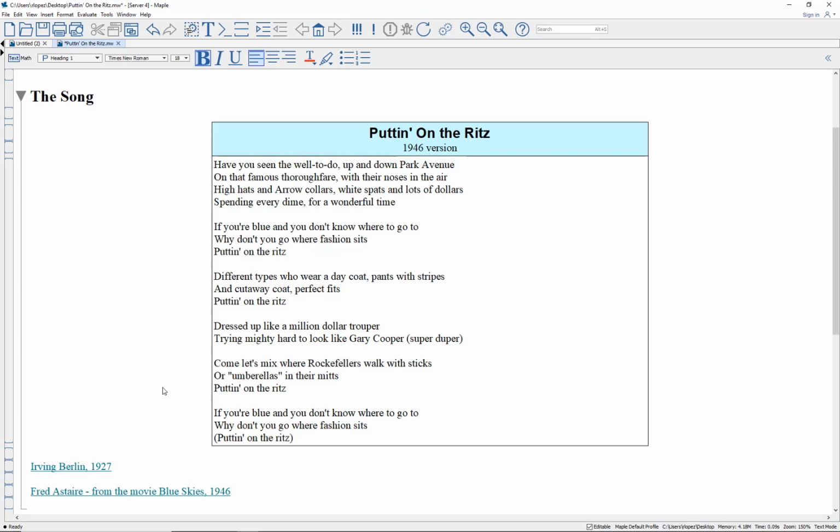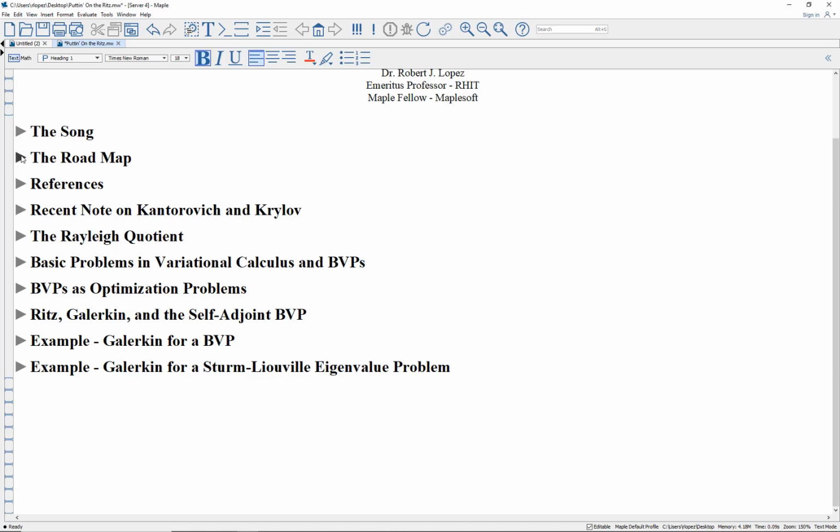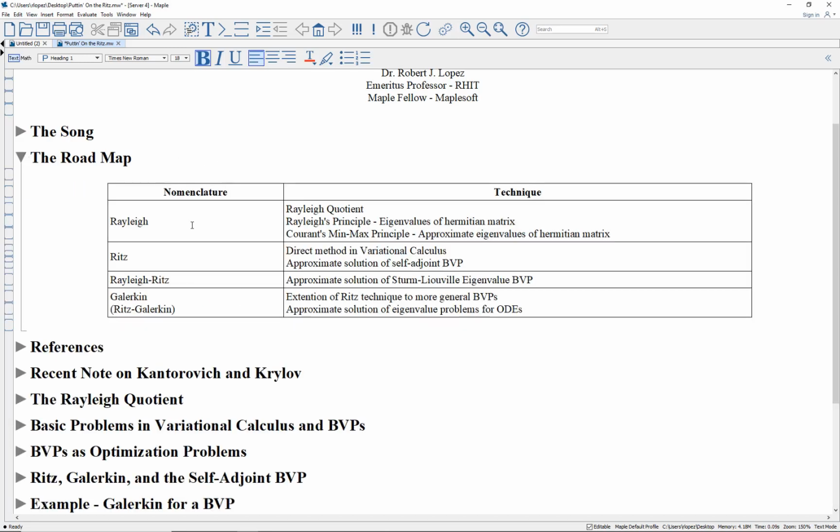Just amazing. Let's have a quick roadmap through what we're going to look at. Here are the names: Rayleigh-Ritz, Galerkin, and Ritz-Galerkin. And what are the techniques associated with these names?